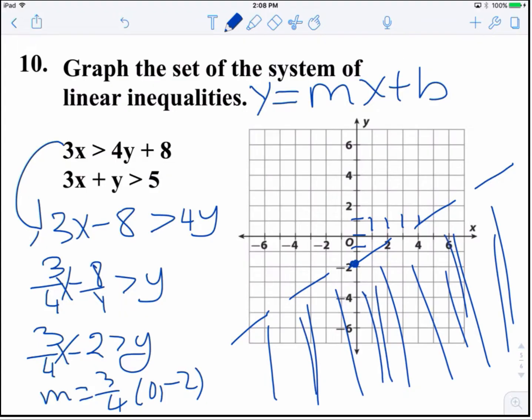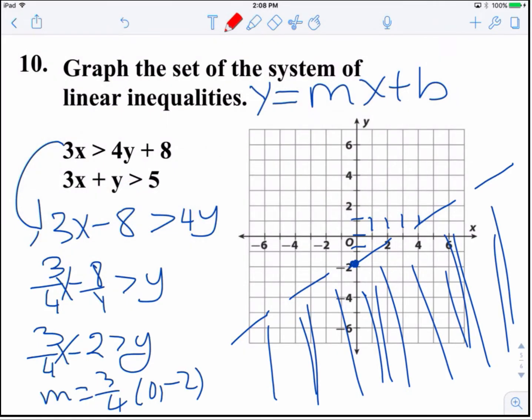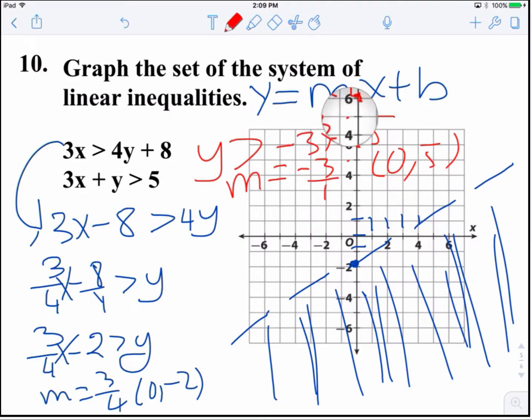Okay. And then the next function, so I'm going to change to a different color for our next function. So this is y is greater than negative 3x plus 5. So then the slope for this function is negative 3 over 1, and the y-intercept is (0, positive 5). Right? So then we go up to 5, put a point there, and negative 3 over 1 means we go down 3, so 1, 2, 3, right 1.